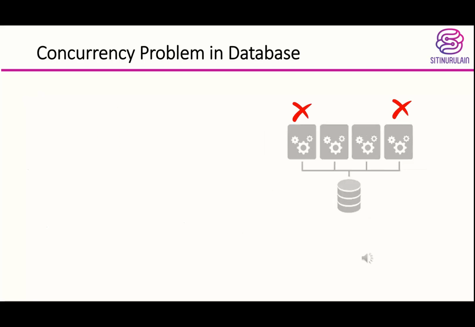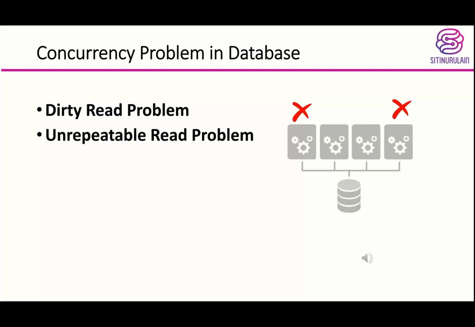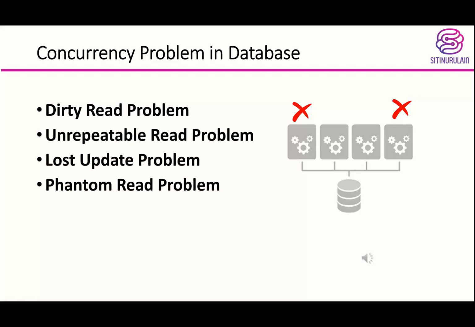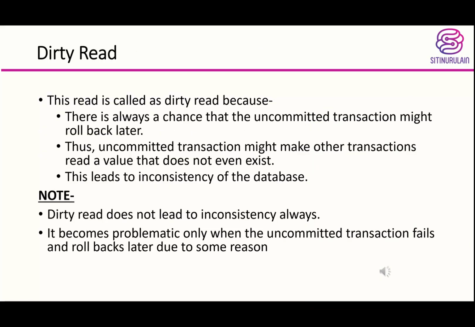There are four types of concurrency problems: dirty read problem, unrepeatable read problem, lost update problem, and phantom read problem. This read is called a dirty read because there is always a chance that the uncommitted transaction might roll back later. Thus, an uncommitted transaction might make other transactions read a value that does not even exist. This leads to inconsistency of the database. Note: dirty read does not always lead to inconsistency. It becomes problematic only when the uncommitted transaction fails and rolls back later due to some reason.